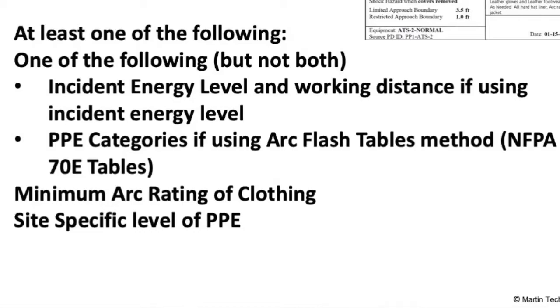That's if you're using the incident energy level method for arc flash, or you can use the PPE categories if you're using the arc flash tables 130.7 from NFPA 70E. But you can't have both of them on there. So if you're using the incident energy method, you've got to put the incident energy level. If you're using the tables method, you can use the PPE categories, but you can't mix the two. Additionally, you can also have the minimum arc rated clothing or the site-specific level of the PPE. So those are the three things that must be on a label.